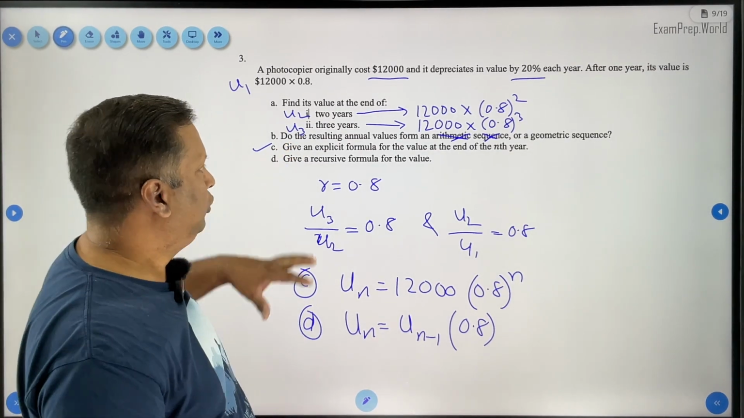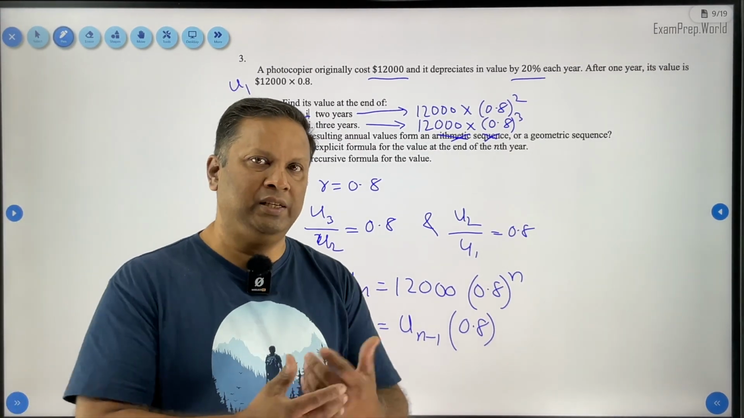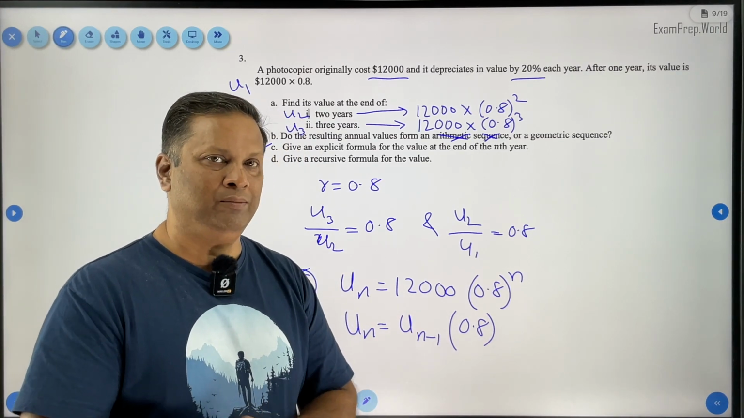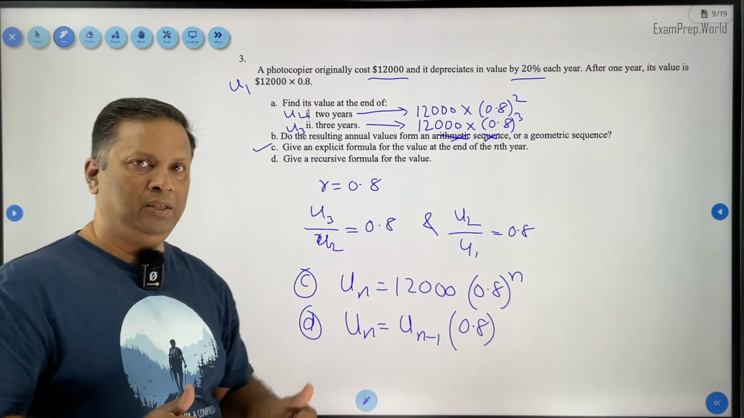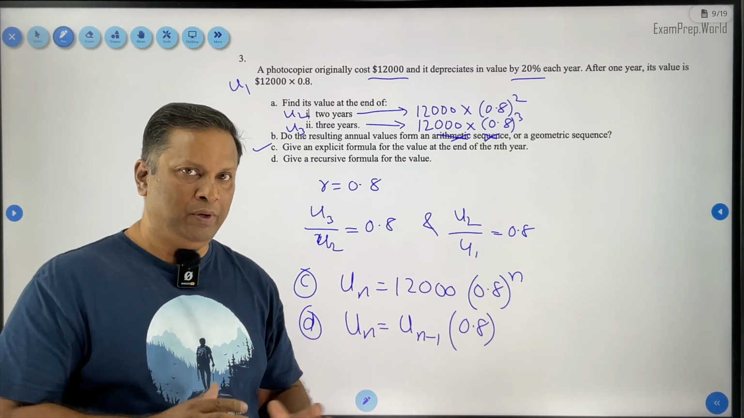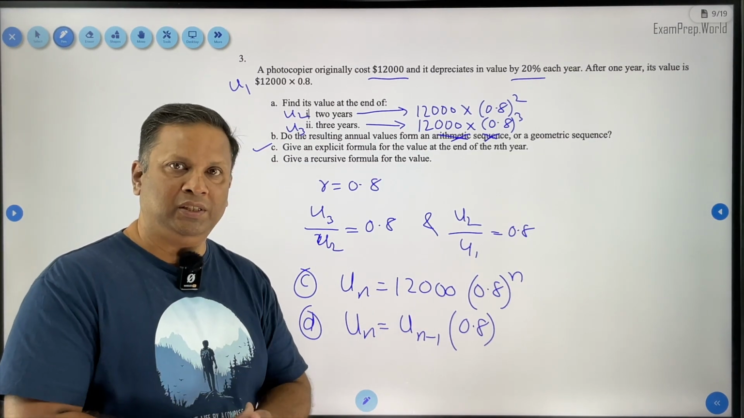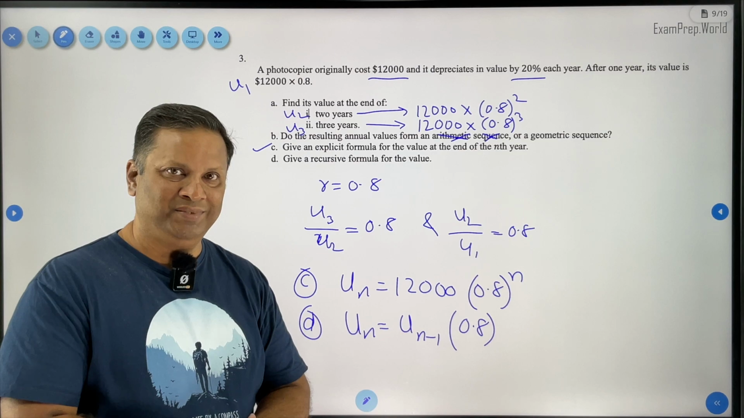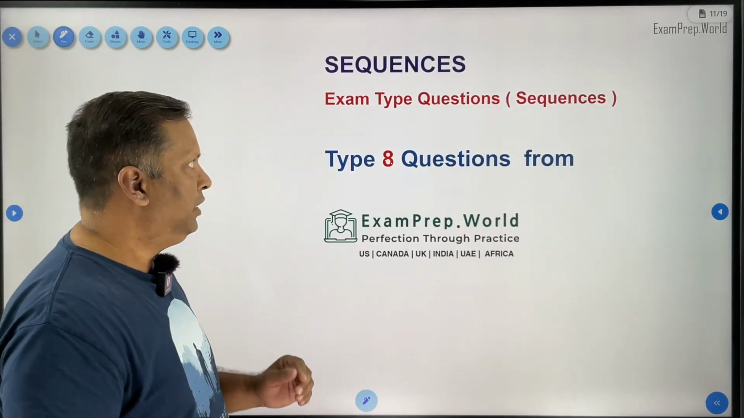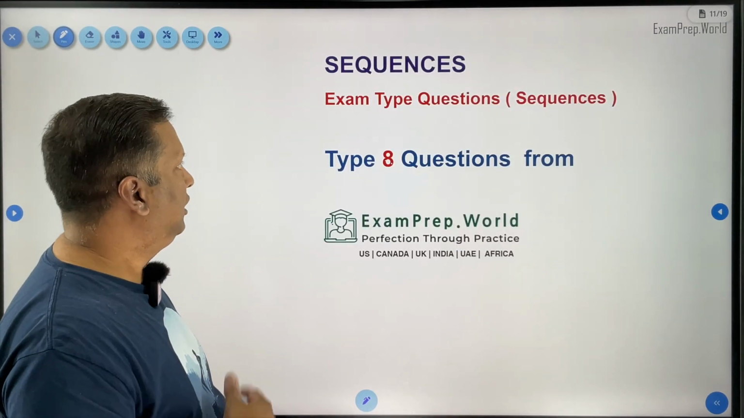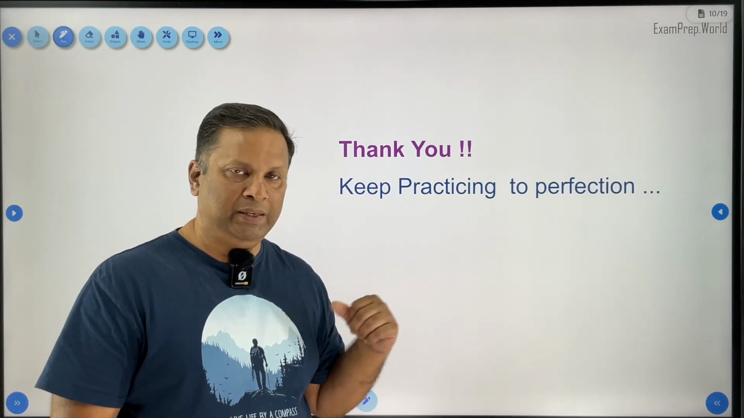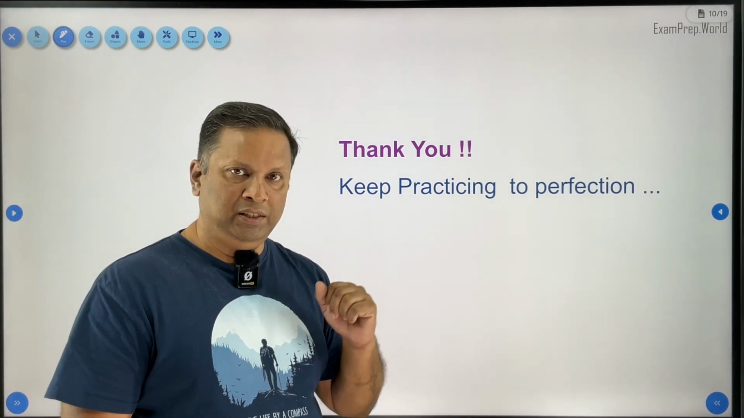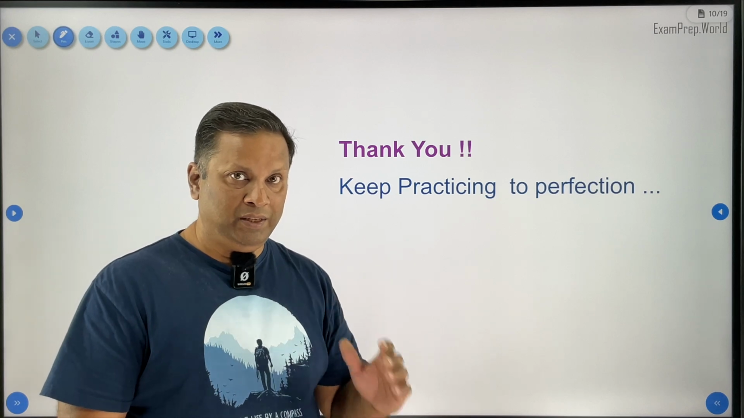So if this kind of question comes, you can very easily score your 4 marks in the exam. This will be not more than 4 marks. It's a simple question, looks big, but they are really very small. So I hope you have understood financial questions in sequences. With this, we come to the end of these types of questions, and I suggest keep practicing.